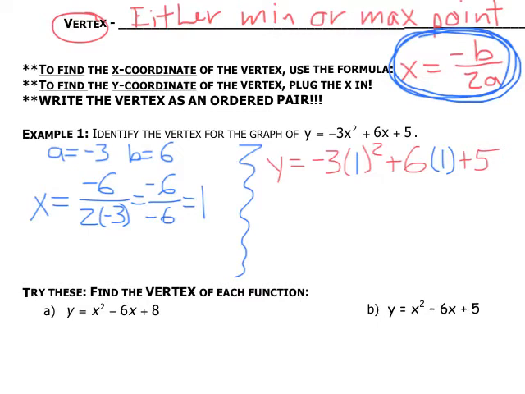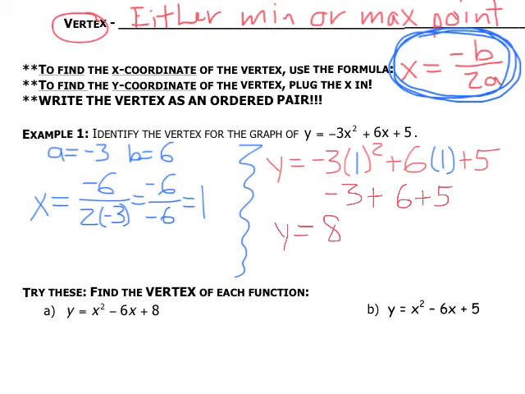Make sure you're doing exponents before you multiply. So here I have 1 squared, which is still 1, times negative 3. So that's just negative 3, plus 6 times 1 is 6, plus 5. And then negative 3 plus 6 is 3, positive 3. And then 3 plus 5 is 8. So I get a y value of 8.